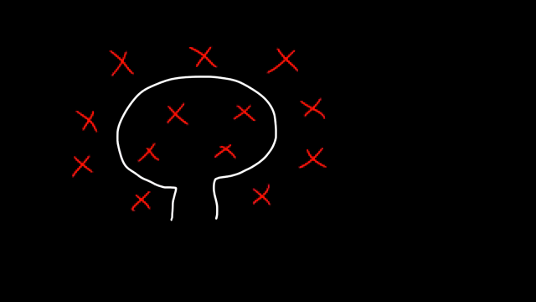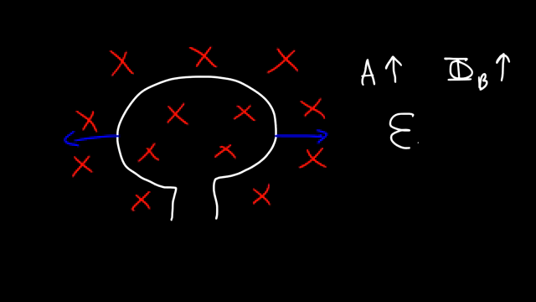Now, what's going to happen if we basically pull the coil in such a way to increase the area of the coil? If the area goes up, the magnetic flux will increase. And if the magnetic flux changes, this will lead to an induced EMF in the circuit. So there's going to be an induced current in the circuit. So that's the second way.